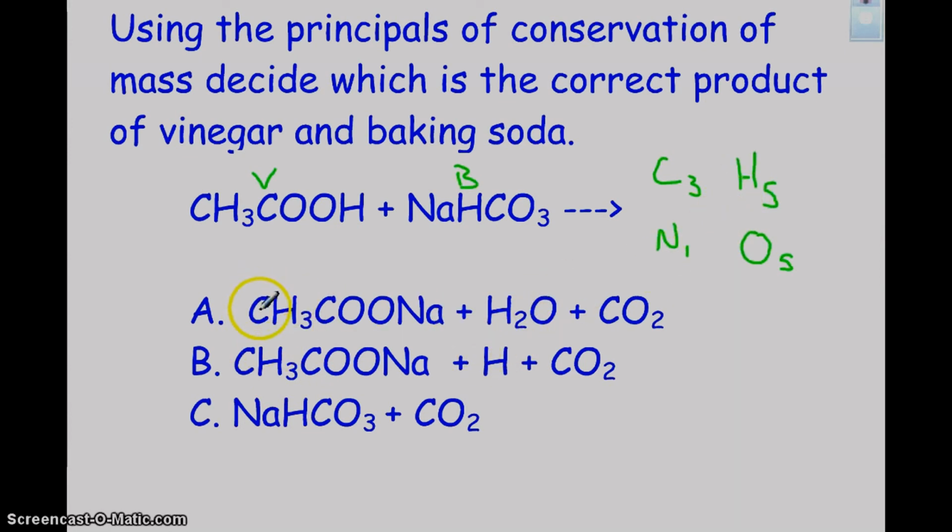So let's see. We have 1, 2, 3 carbons. That checks out. We have 1, 2, 3, 4, 5 hydrogens. That checks out. We have 1, 2, 3, 4, 5 oxygens, and we have 1 sodium. So this has got to be our correct answer because we have the same amount of atoms in the ingredients as we do in the product. Okay, so using conservation of matter, you can figure out what the chemical formula is going to be of a reaction.